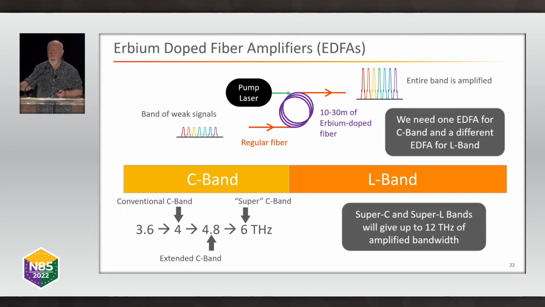And then a similar thing happens in the L band. Typically, we just talk about L band doubling capacity. In fact, L band is a bit wider than the C band, but usually we do just talk about doubling the capacity. So Super C and Super L in a few years' time would give us about 12 terahertz of amplified bandwidth.